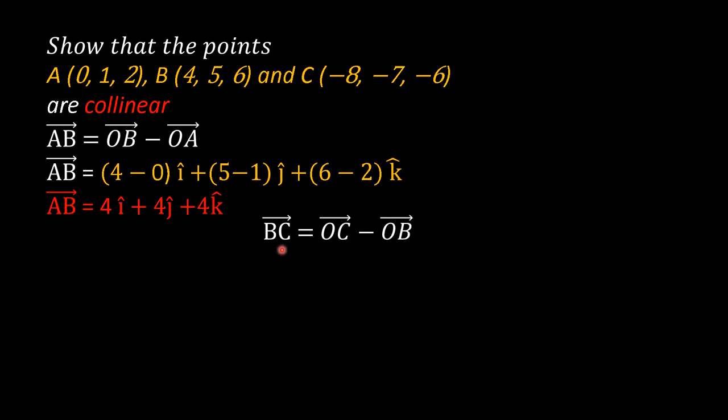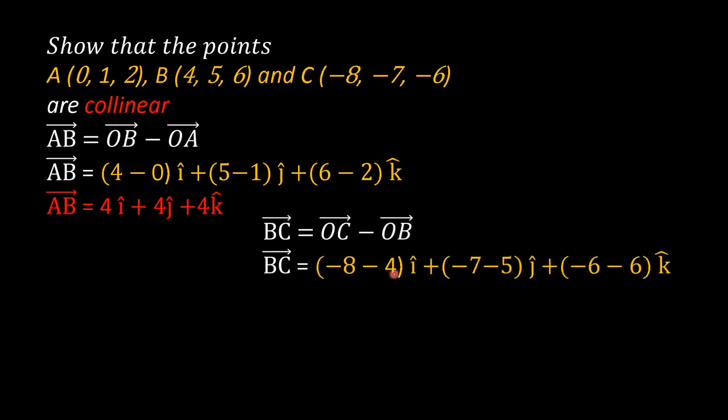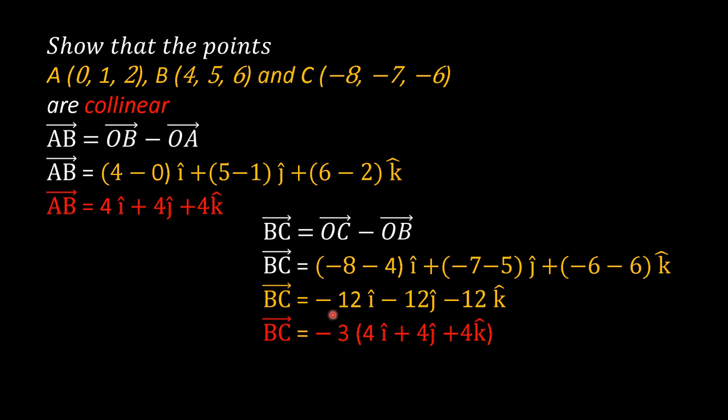BC bar will be OC bar minus OB bar. OC bar will be minus 8 minus 4 I cap plus minus 7 minus 5 j cap plus minus 6 minus 6 k cap. That will be minus 12 I cap minus 12 j cap minus 12 k cap. We will take minus 3 common from here. That will be minus 3 times 4 I cap plus 4 j cap plus 4 k cap.